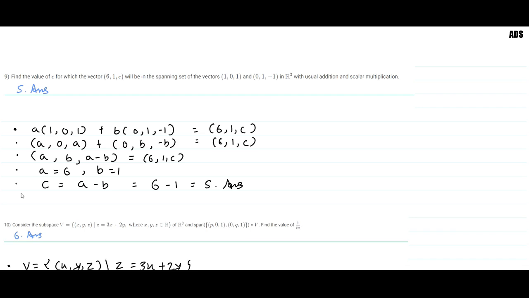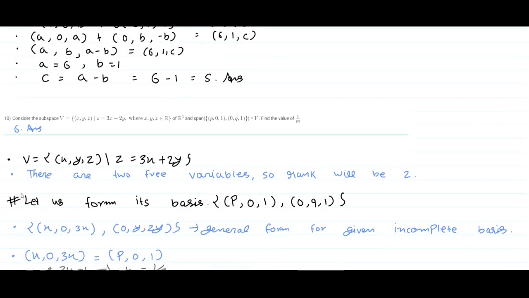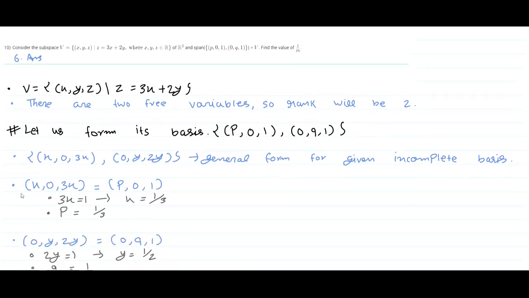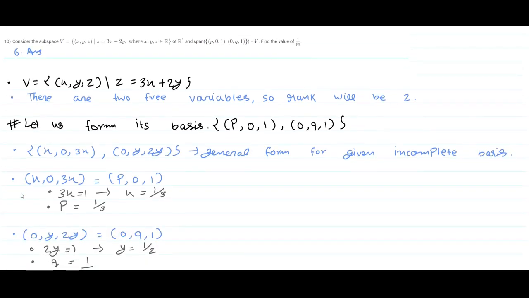Moving forward to question number 10. It says that consider a subspace in R3 where Z is equal to 3 times X plus 2 times Y. And its basis is also given where there are 2 unknown variables. And we have to find the value of 1 by P into Q. So, there is a dependency on the variable Z. It means that variable Z is not a free variable, hence there are only 2 free variables in this vector space, as the rank or dimension is going to be 2, meaning that the number of vectors in its basis will be 2.